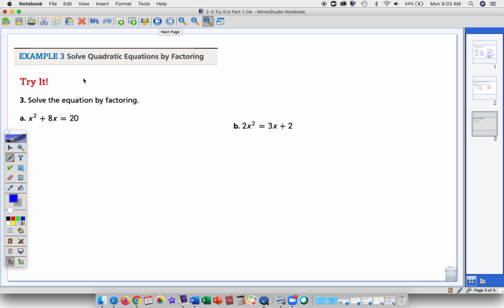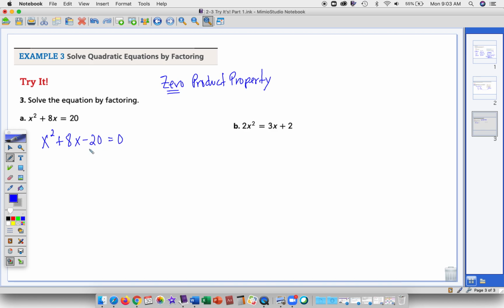Okay, example 3. Now we're going to solve by factoring. So remember, when we're solving, we want to get every term on the same side and have the equation set equal to 0. Remember, that's called the zero product property. So it only works when you have your equation set equal to 0. If I have an equation set equal to some other number, I can't factor that and solve. I have to get all terms to one side and then factor.